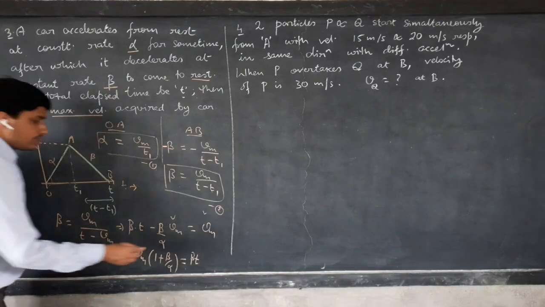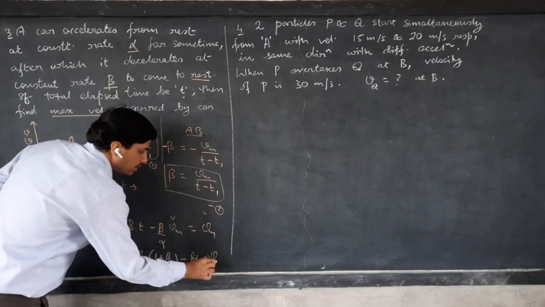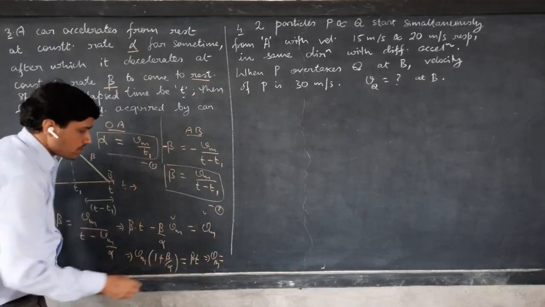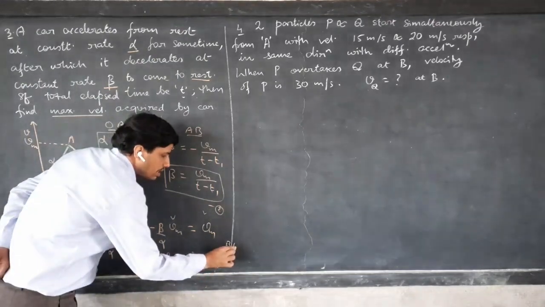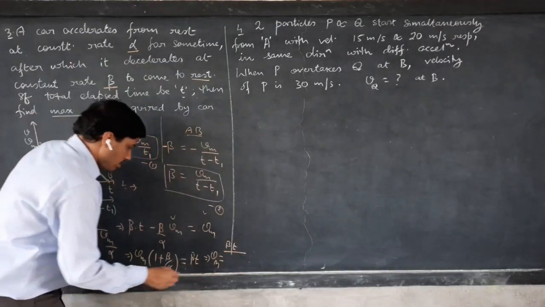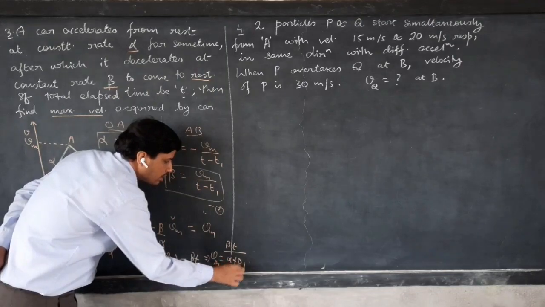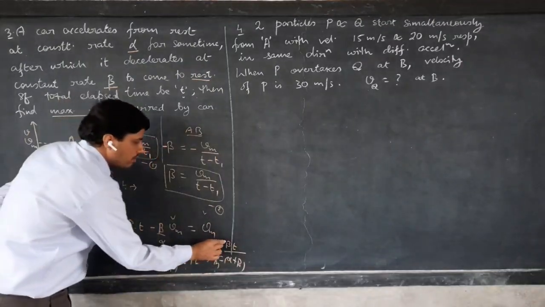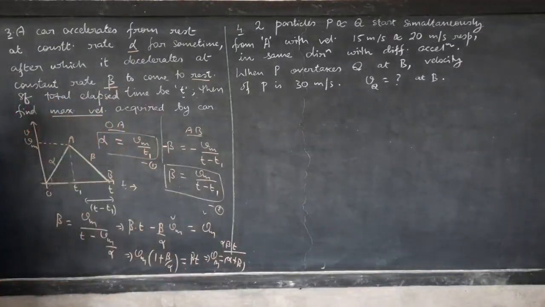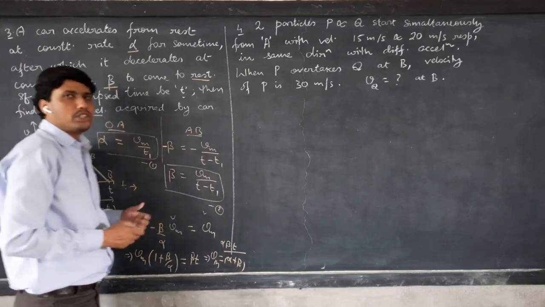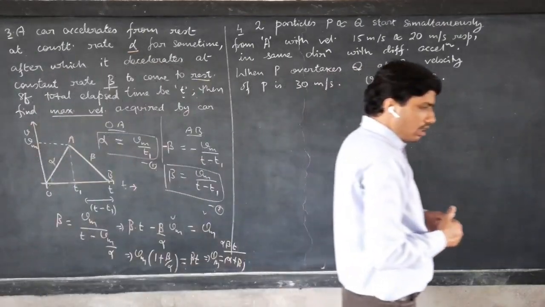And this implies Vm becomes equal to beta T upon this much. Beta T upon, if you take LCM, we'll get alpha plus beta by alpha. Alpha will go up, and that will be the answer: alpha beta by alpha plus beta whole into T. So this is the solution to this particular question.